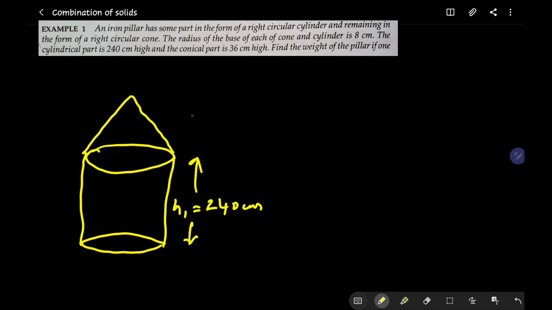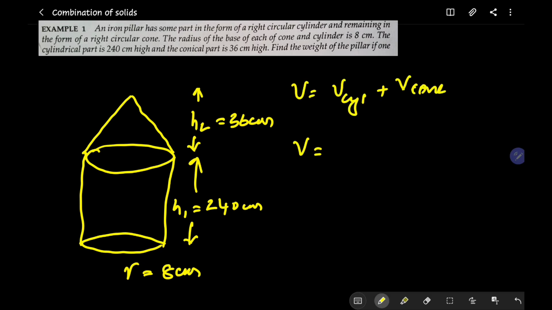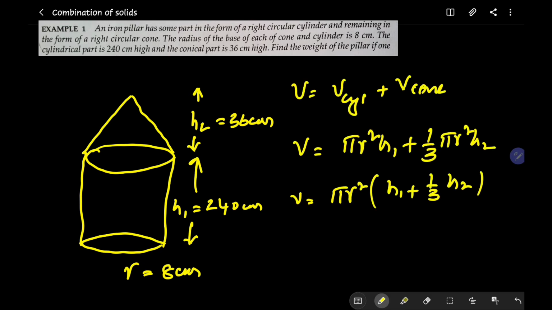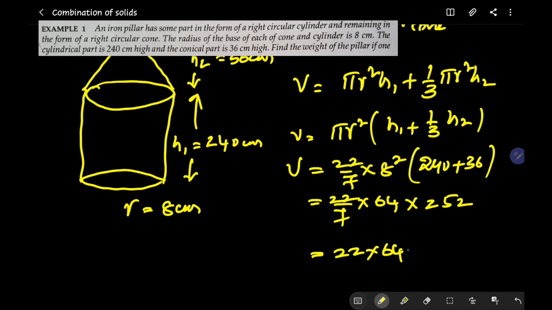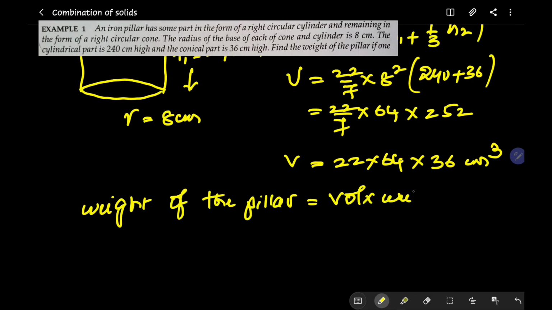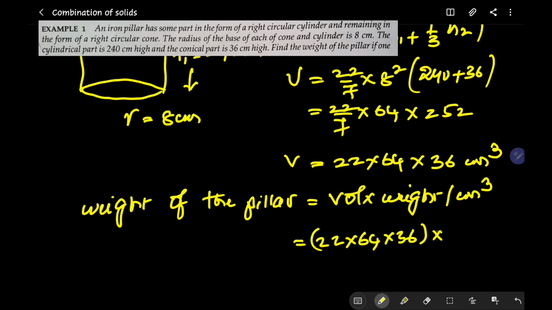We know already the total weight of an object is equal to the total volume of the object times the weight per unit volume. But in this problem, we need to first find out the volume of the total pillar. This is just the combination of both the volumes of the cone as well as the cylinder. So let us add both the volumes and substitute the given values. Now multiply this volume of the pillar with the weight per unit volume, then we'll get the weight of the pillar.